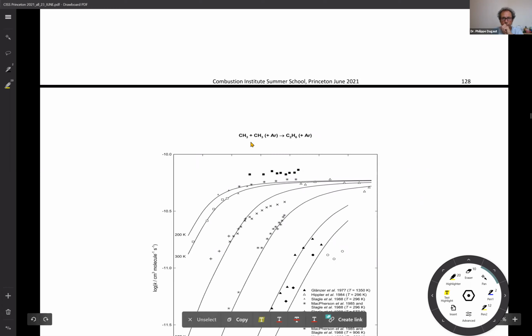This is another example of such behavior for the recombination of methyl radical colliding with argon to produce ethane, and the measurements were performed as a function of pressure and temperature. You have here the constant at 200K up to 1,600.